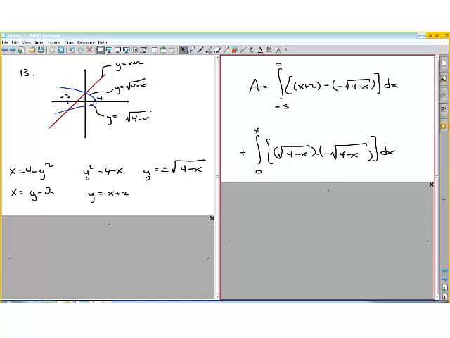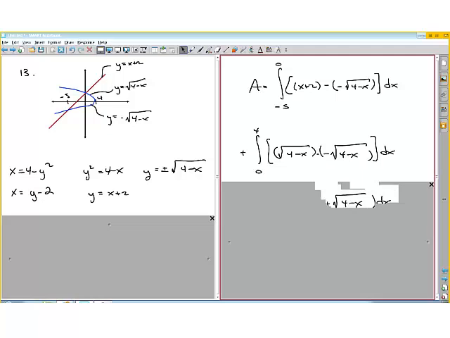To get this area on the right-hand side, you integrate from x equals 0 to x equals 4. The upper curve is y equals positive the square root of 4 minus x, and the lower curve is negative. So you subtract the lower curve, which is negative the square root of 4 minus x, dx. So that's the integration. The book just says, the answer is, but there's a lot more to it than that.